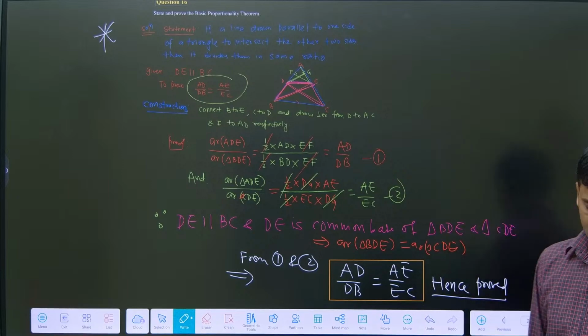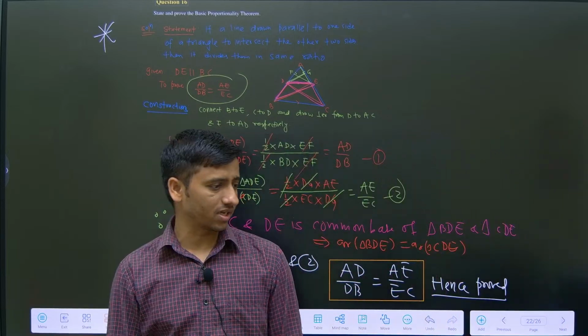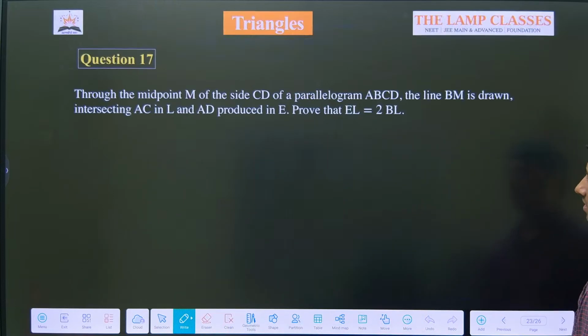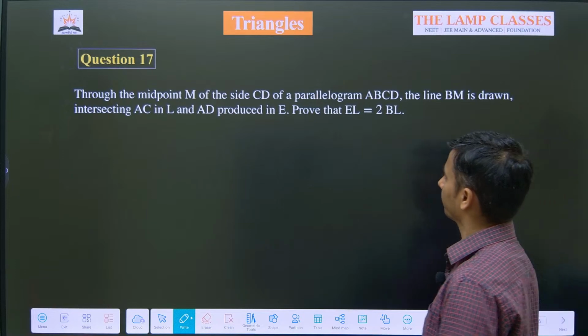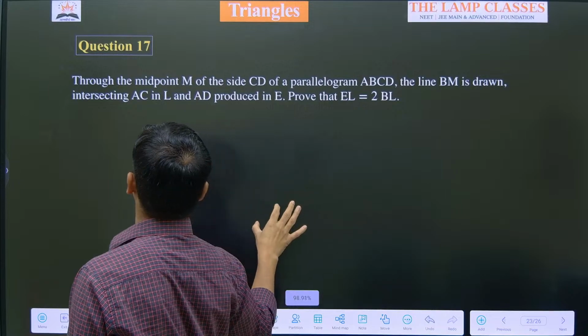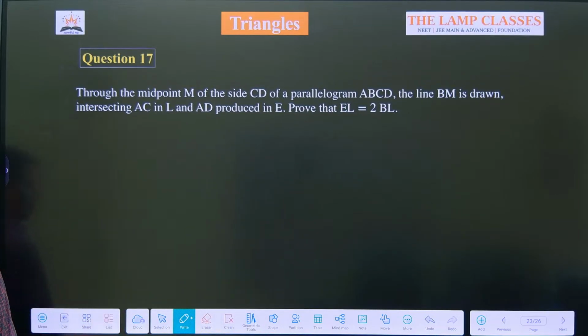Okay, then let's do the next question. If you have not finished it by now, after the class you can go through this once again, but please do not skip this. Chalo, next question. Please read the question, make the diagram and think how to solve.